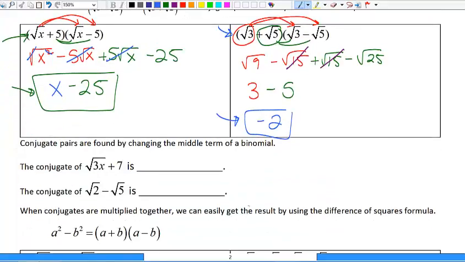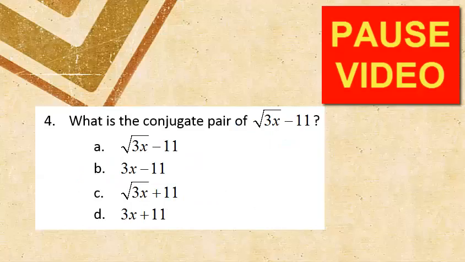A conjugate pair is found by changing the middle term of a binomial. So the conjugate pair of the square root of 3x plus 7 is merely the square root of 3x minus 7. The conjugate of the square root of 2 minus 5 is the square root of 2 plus 5. Notice it's just the sign between the two terms that changes. The sign of the first term stays the same.